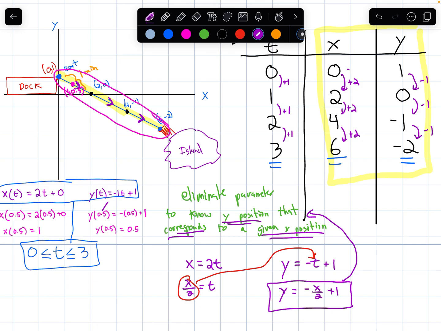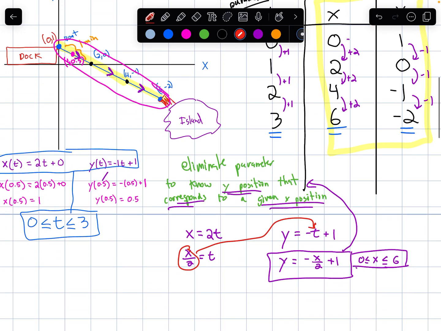Now I could set a domain restriction on this if I wanted this to purely match the path of the boat. So I could say x has to be between 0 and 6. So that would make sure it's only this piece of the boat. But this allows me to know the y for any x or the x for any y.